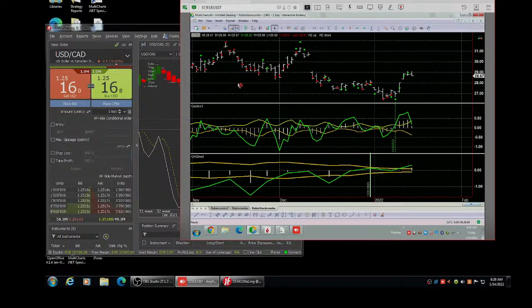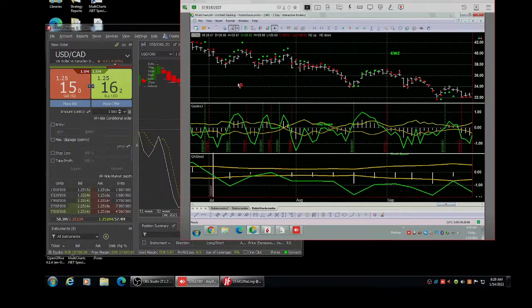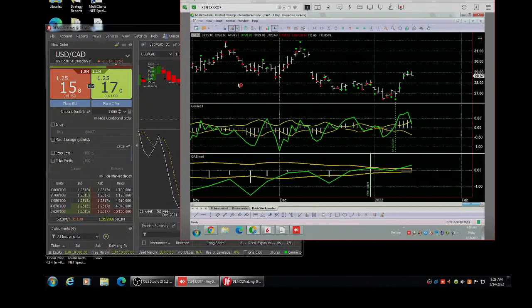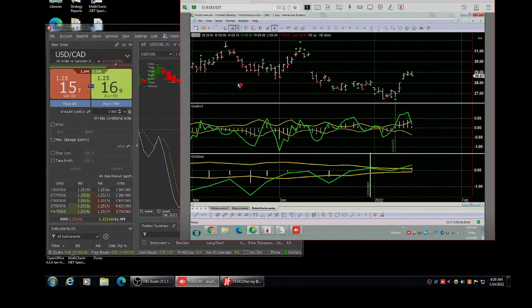Here's the EWZ. See what this thing was. Look at that. Look how long it was in that sell. Went into a sell back in July and stayed in a weekly downtrend all the way to basically here. Right up to here. And now you're starting to get a little upward momentum.